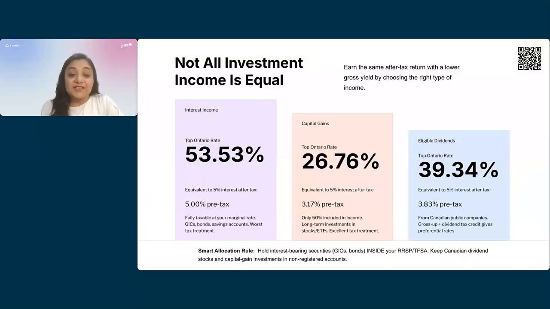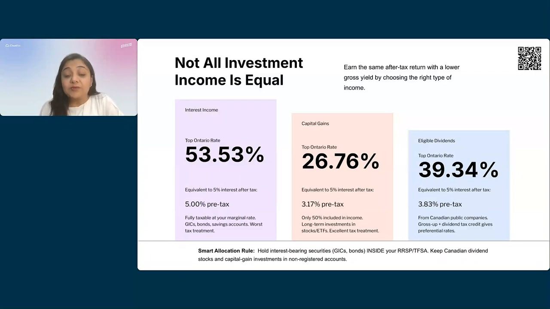Now the next is capital gains, much nicer. Only 50% is taxable. So on, let's say again, $10,000, you're taxed on just $5,000. And the end result, you keep a lot more, around $7,300 in your pocket, because the tax rate, as you can see on the screen, is only 26.76%. So compared to interest income, you're keeping significantly more on the same earnings, which is why capital gains are considered highly tax efficient.